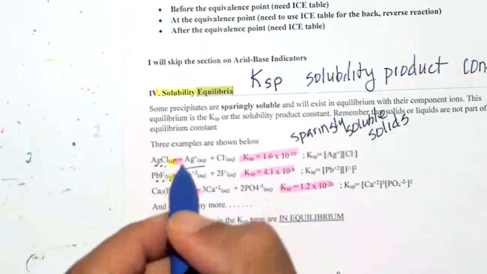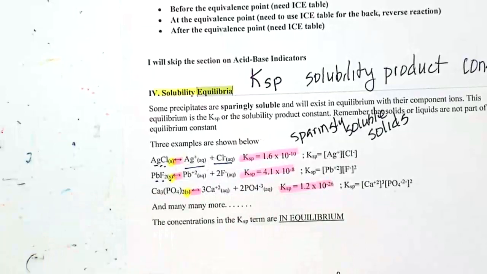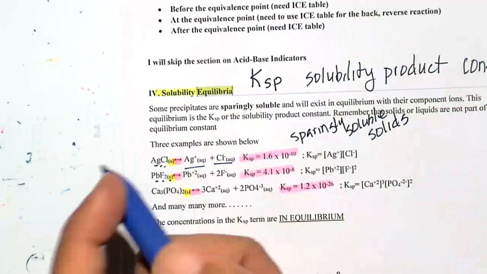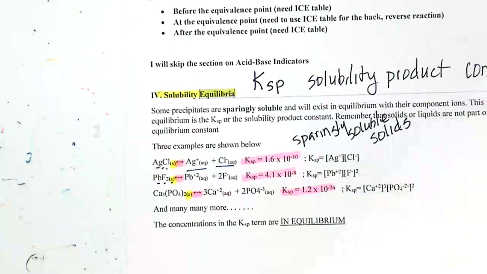Some of it does go this way to give you the ions back in solution, dissolved in water. So that's what we're interested in. This is called the KSP, which we use for sparingly soluble solids. Let's go to page 10 here.